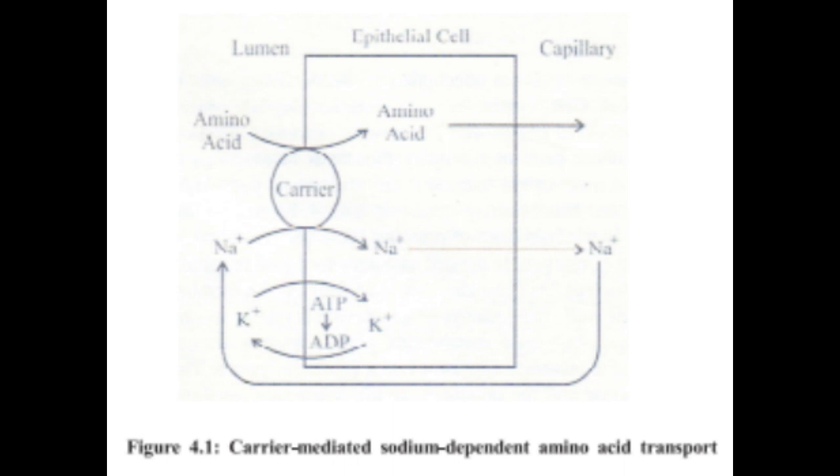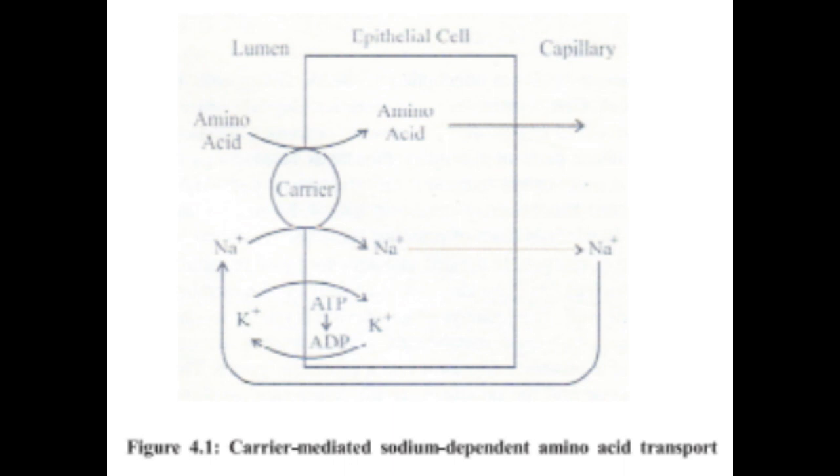Figure 4.1, carrier-mediated sodium-dependent amino acid transport. In Figure 4.1, you may have noticed that the amino acid transport is dependent on the Na ion. The dependence of amino acid transport on Na ion suggests a direct interaction between the carrier and Na ion. This is similar to that observed in the absorption of glucose, as you may recall studying in the last unit.